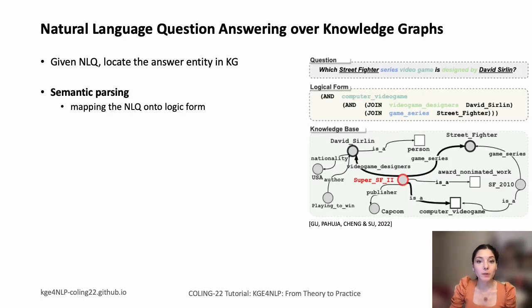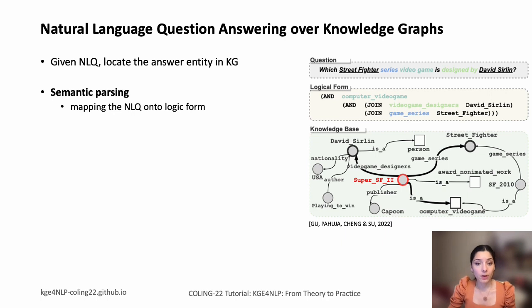Another common NLP problem is natural language question answering. In particular, question answering over knowledge graphs aims at finding the set of entities and relations in the KG which constitutes the answer to a given question in natural language.